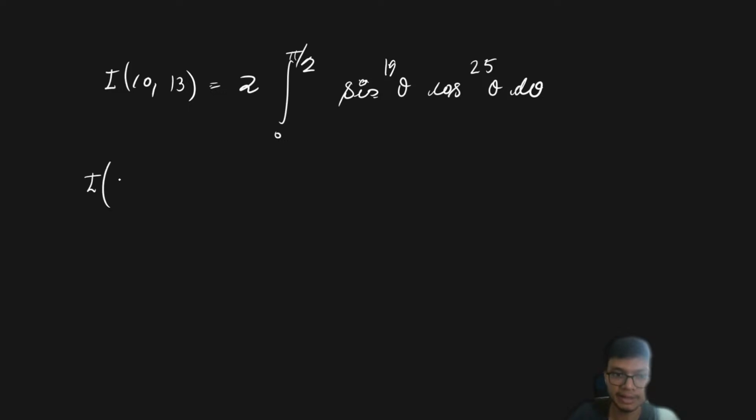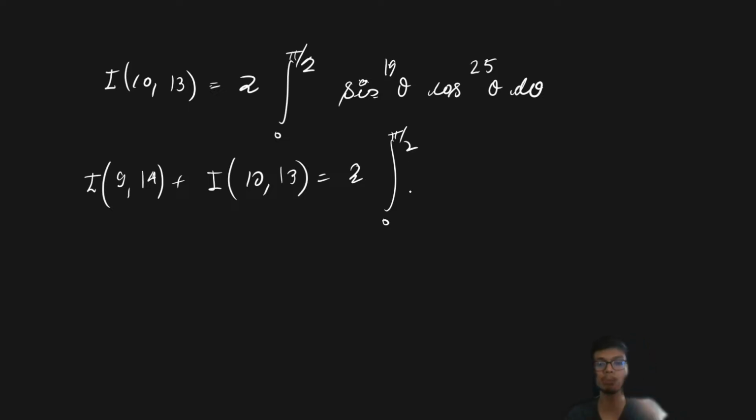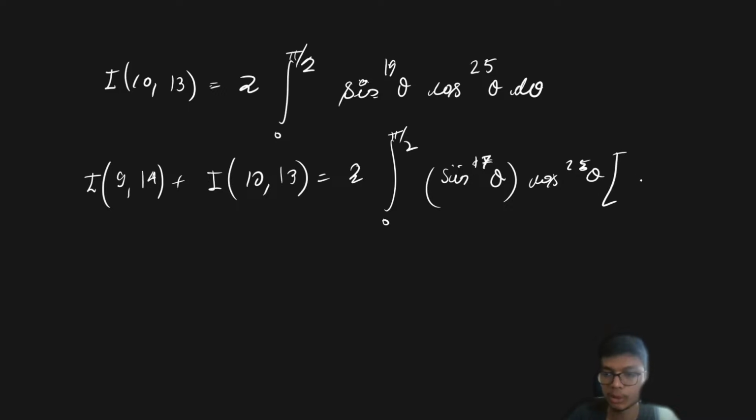And we have to basically find the expression of I(19,14) plus I times of I(10,13), and that is basically 2 comma, and we basically apply the simple property, that is 0 to pi by 2, and we club it. So therefore if I take sin to the power 17 theta and cos to the power 25 theta as common, then the result is going to be sin square theta plus cos square theta over here d theta, and this is going to be equal to 1.